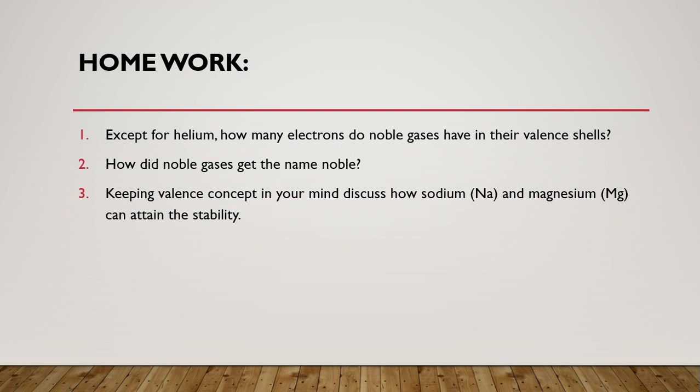And here are three questions. The first one is, except for helium, how many electrons do noble gases have in their valence shells? The second one is, how did noble gases get the name noble? And the third one is, keeping valence concept in your mind, discuss how sodium and magnesium can attain their stability.